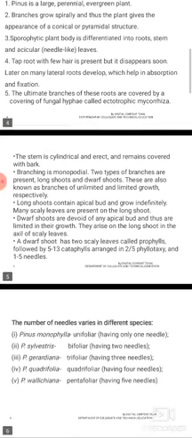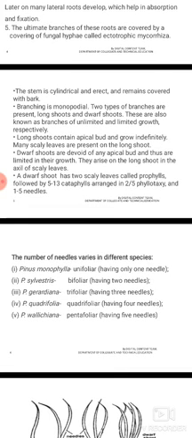Branching is monopodial. 2 types of branches are present, namely long shoots and dwarf shoots. These are also known as branches of unlimited growth and branches of limited growth. The long shoots contain apical buds and grow indefinitely, and many scale leaves are present on the long shoots. The dwarf shoots are devoid of any apical bud and therefore they are limited in their growth, and these arise on long shoots in the axil of scaly leaves.